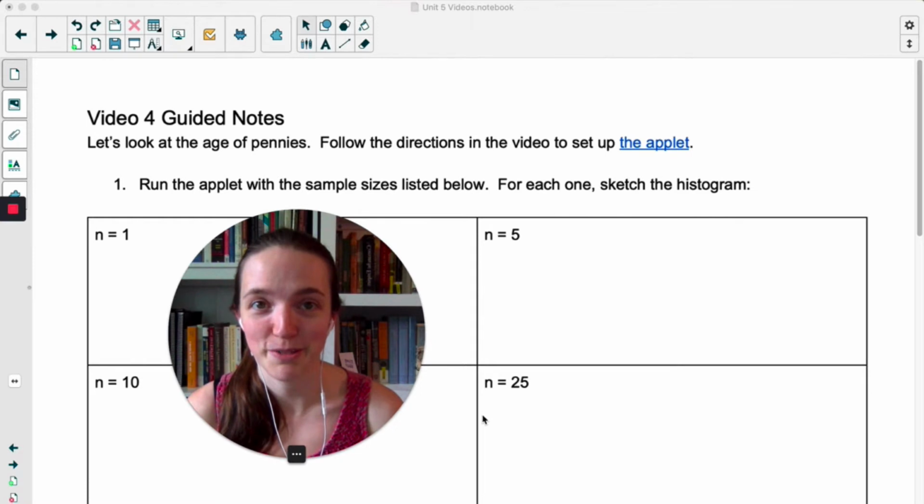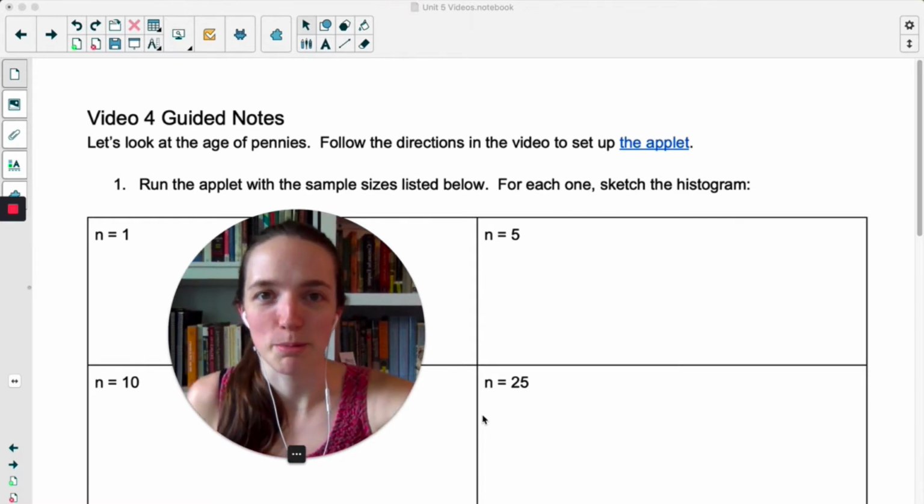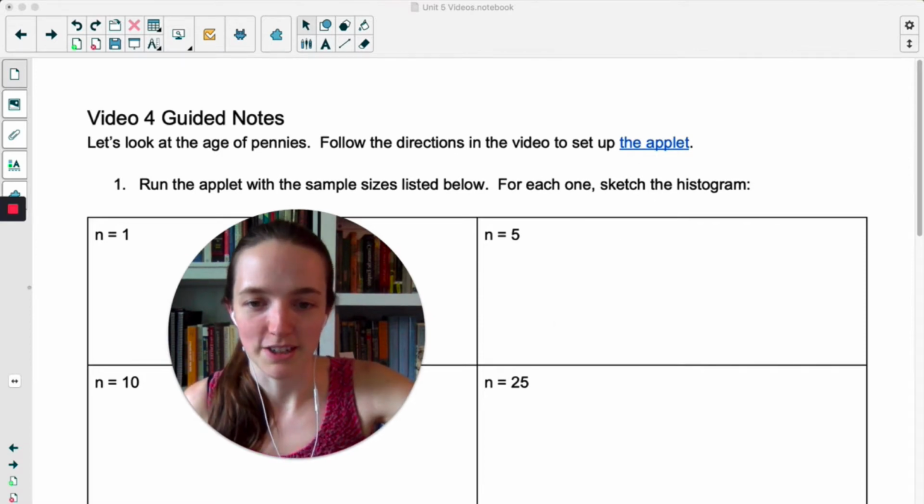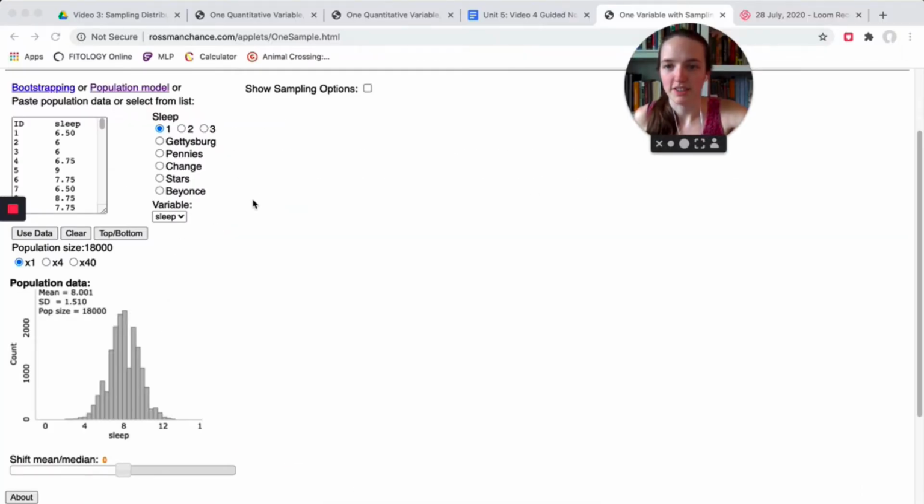Luckily, there's an applet that will cut down on that time, and hopefully it'll make it more meaningful for you. So we have to get this applet set up, and there's a lot of steps, so let's set it up together and then I'll let you go off on your own. So you're going to click on the applet here, and then this is what it looks like.